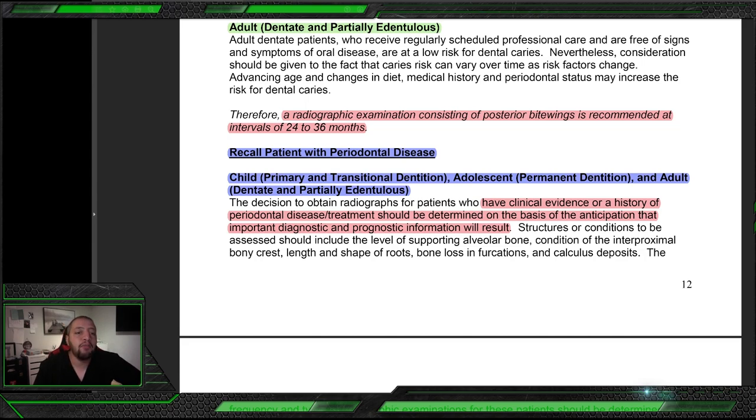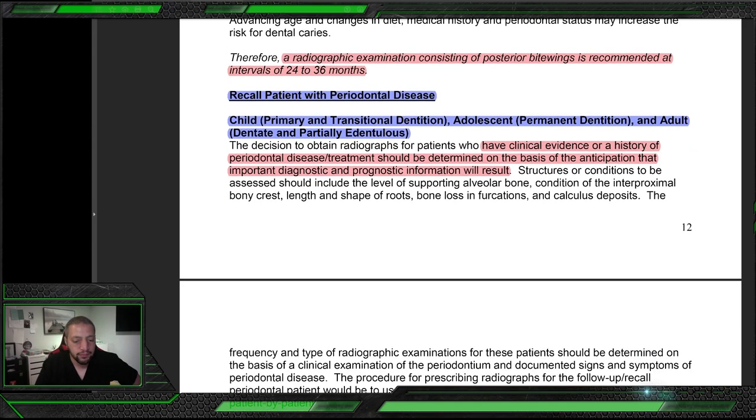Okay, and then with periodontitis, you remember we said the risk was caries and things like this, and now we're going to say the different risk factor is periodontal disease or implants, things like this. For a patient with clinical evidence or a history of periodontal disease, treatment should be determined on the basis of the anticipation that important diagnostic and prognostic information will result. So remember the question I asked you before, about a patient who had periodontal treatment before? I think now we can get the answer for this one.